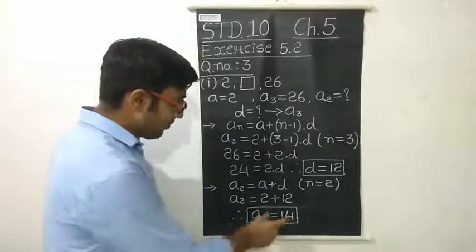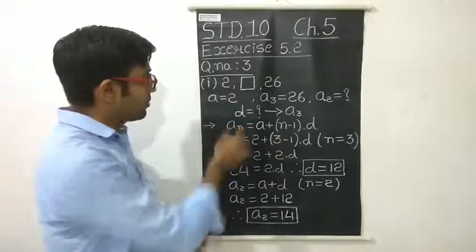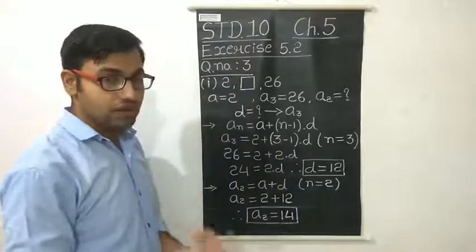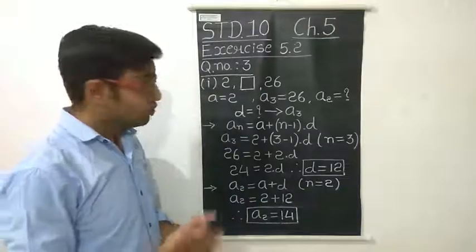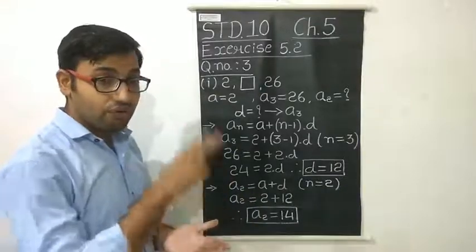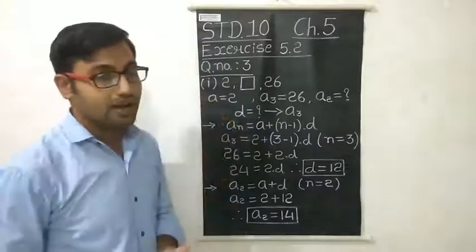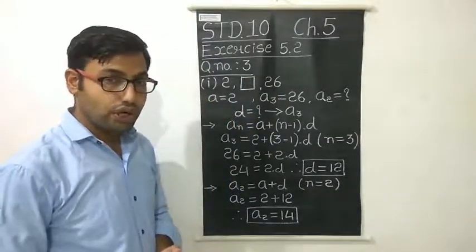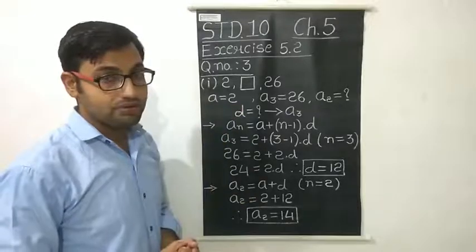Right? Now what will happen if we put 14 here? Let us calculate the difference. 14 minus 2 is 12. 26 minus 14 is 12. So in both cases, we get the value of common difference d equal to 12. That means our sum is correct. So in this way, we can solve this type of problem.